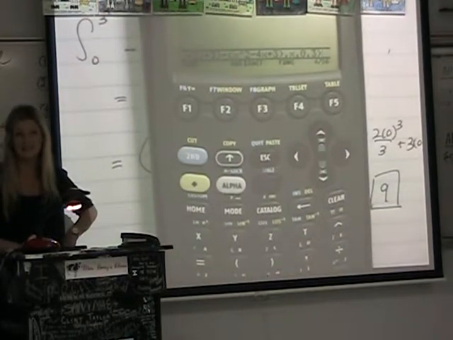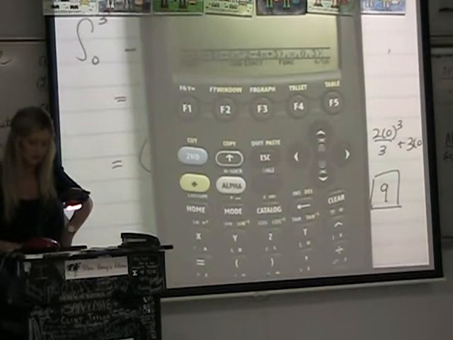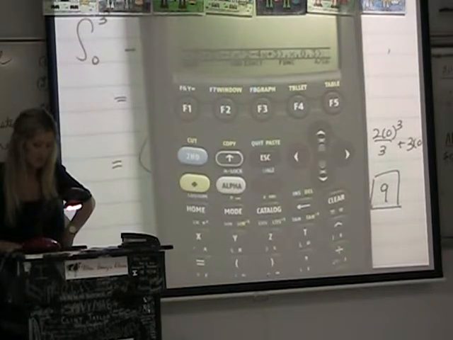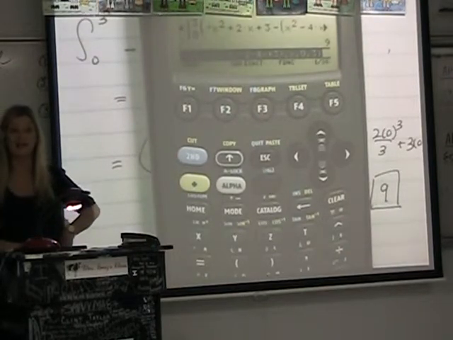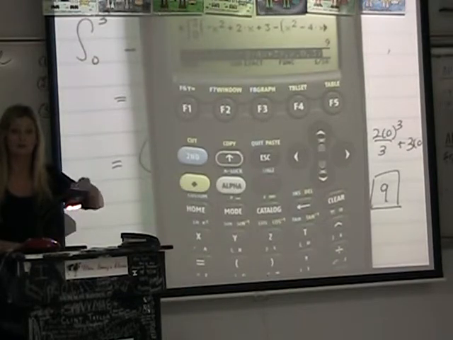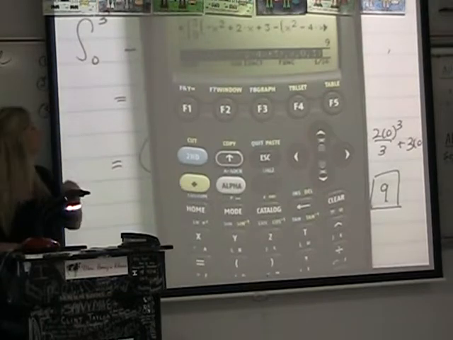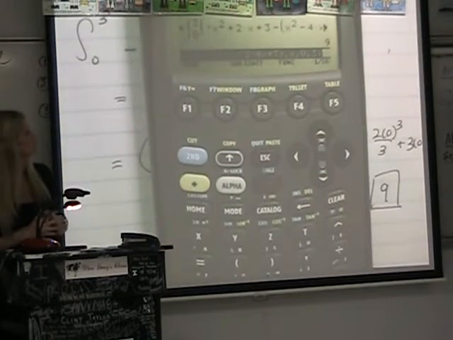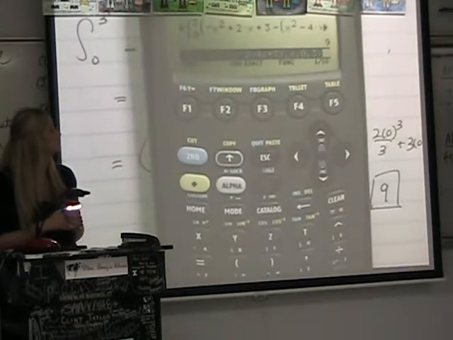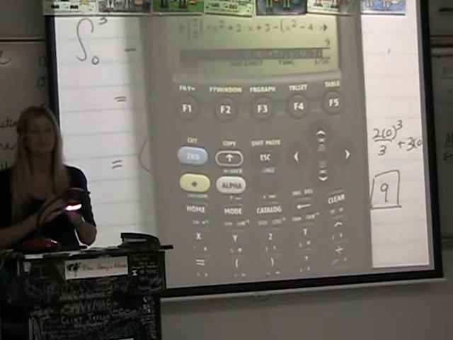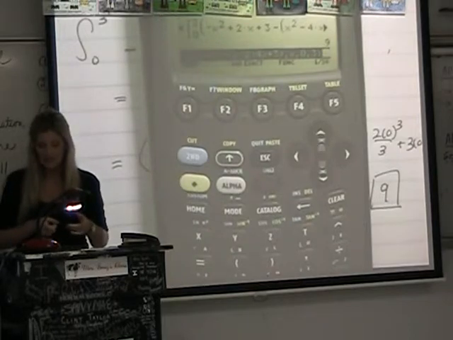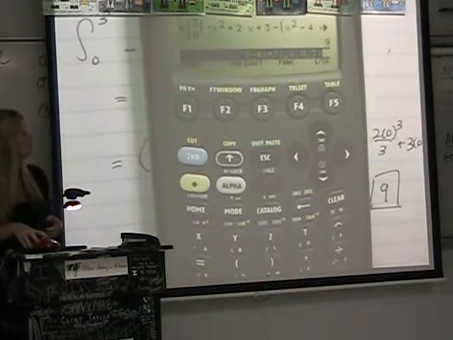So that's the syntax for the 89. And then if you hit enter, it should spit out 9, and it does. I get negative 9. Negative sign wrong. So that was the 89. Let me flip over to the 84.